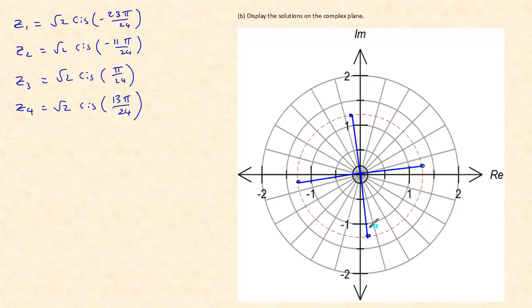And we're representing them as vectors. And so let's have a look. Z1 is this first one, as I've labelled it. This one's Z2, this one's Z3, and this one up here is Z4.